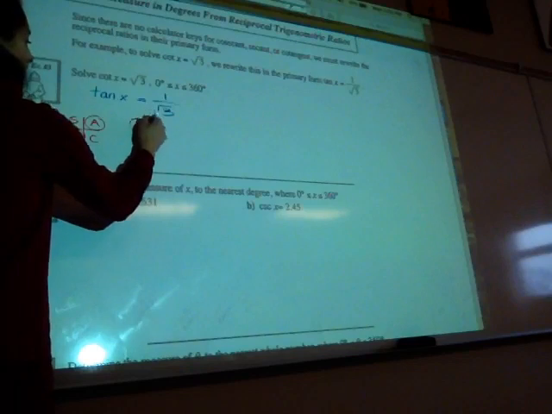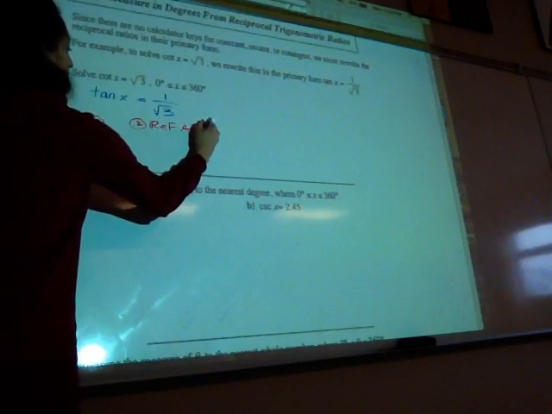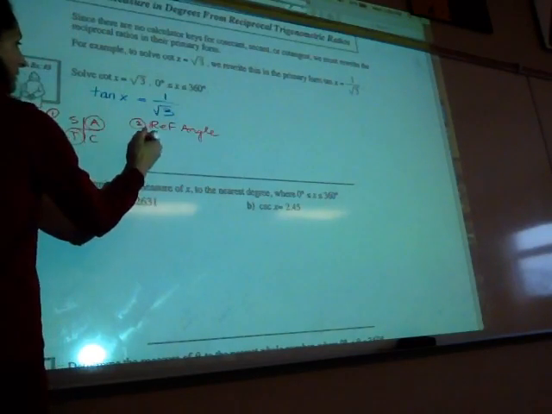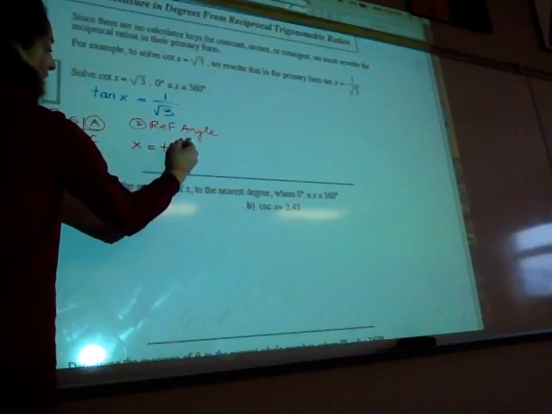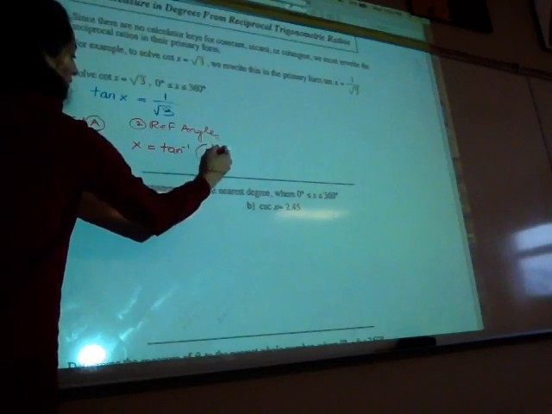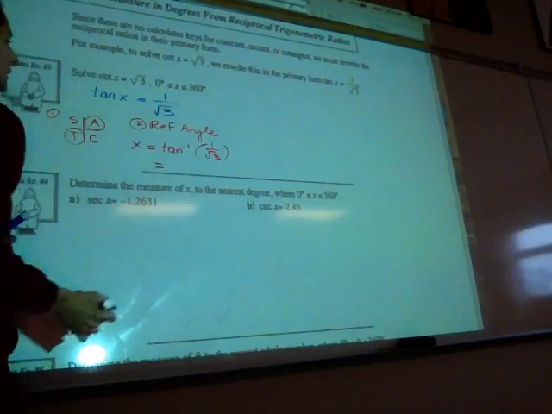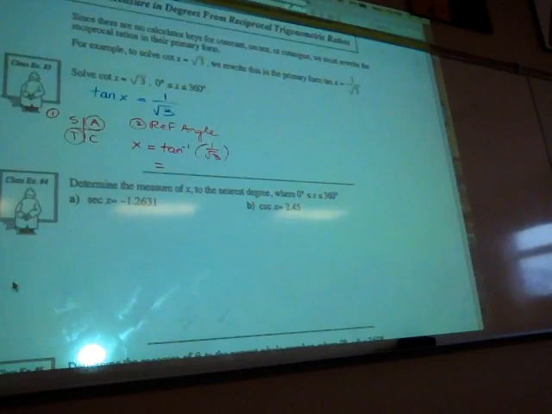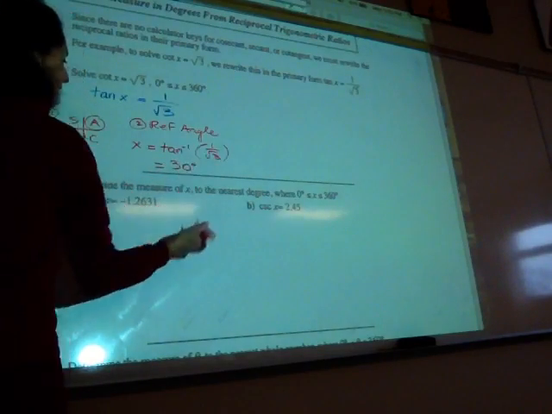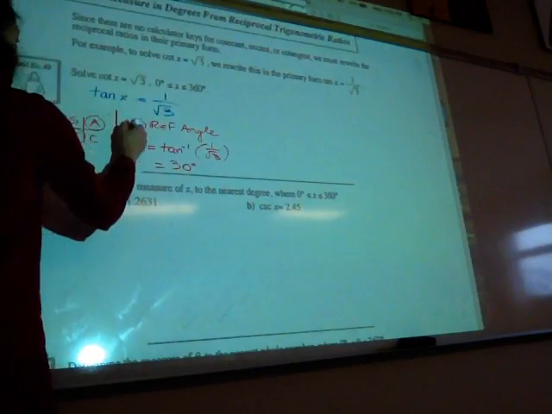Step 2, we need to find our reference angle. So x will equal second tan, and you're going to put 1 over root 3. So what's your reference angle? 30? Second tan, 1 over square root 3, 30 degrees, perfect. Making sure you guys are getting the same thing.